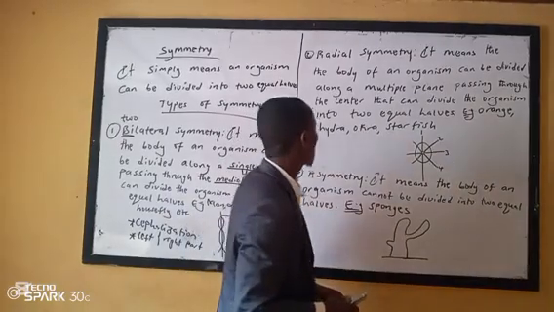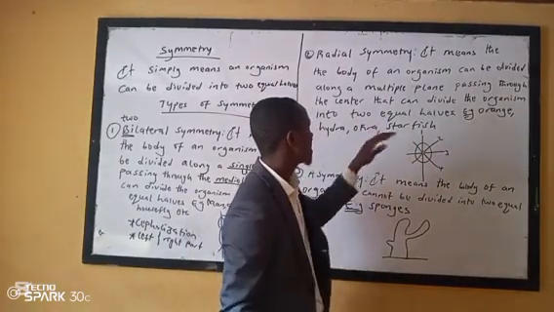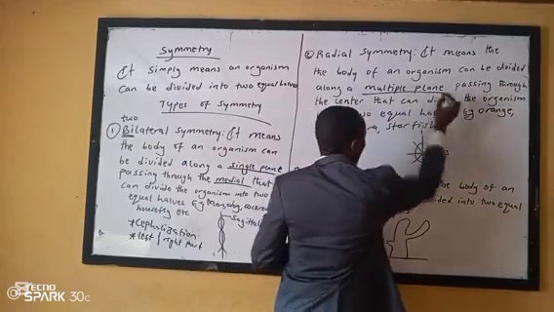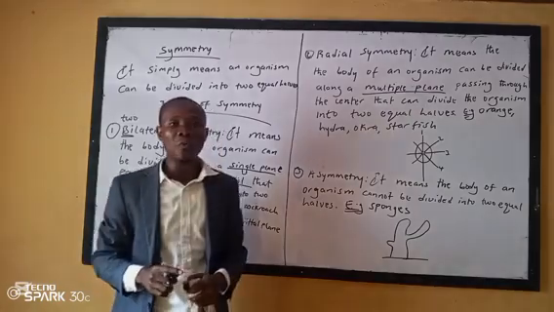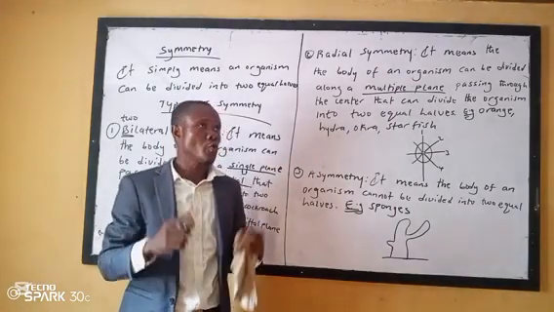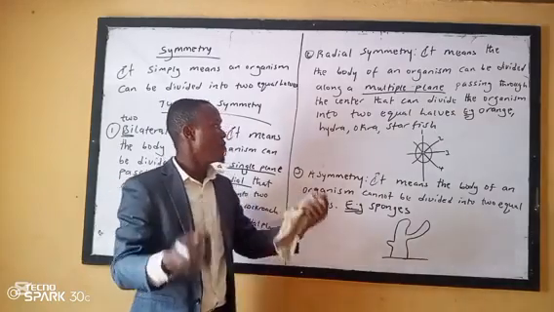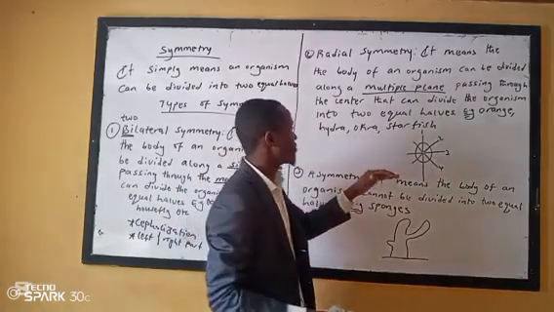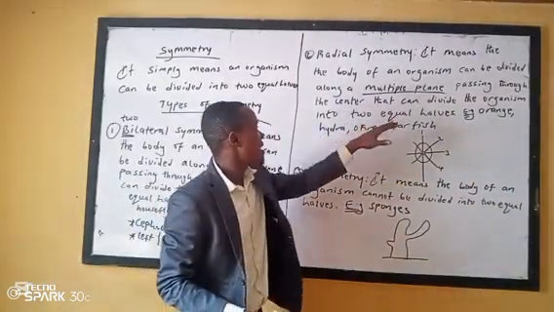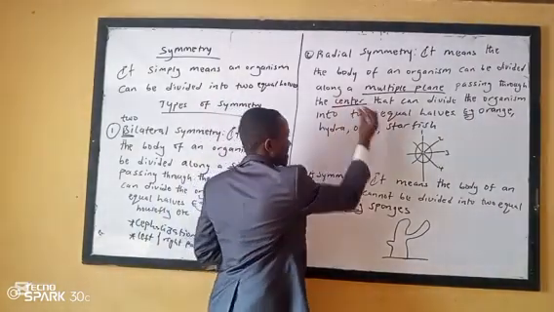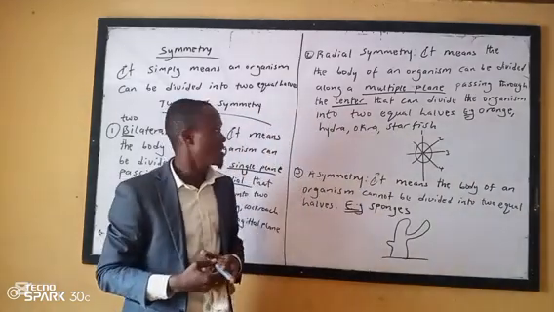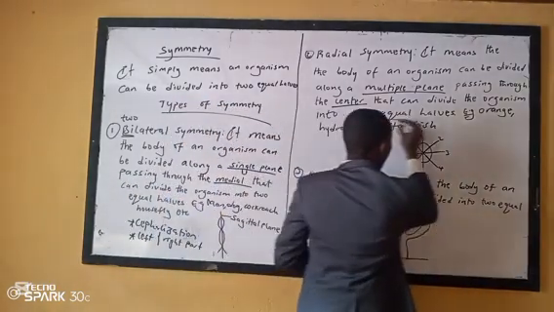And we have the radial symmetry. It means that the body of an organism can be divided along multiple planes. That means not only one line that you can think of which can pass through and divide the organism into two equal halves. You have many. And this line that you think of which can divide the organism into two equal halves is passing through the center.